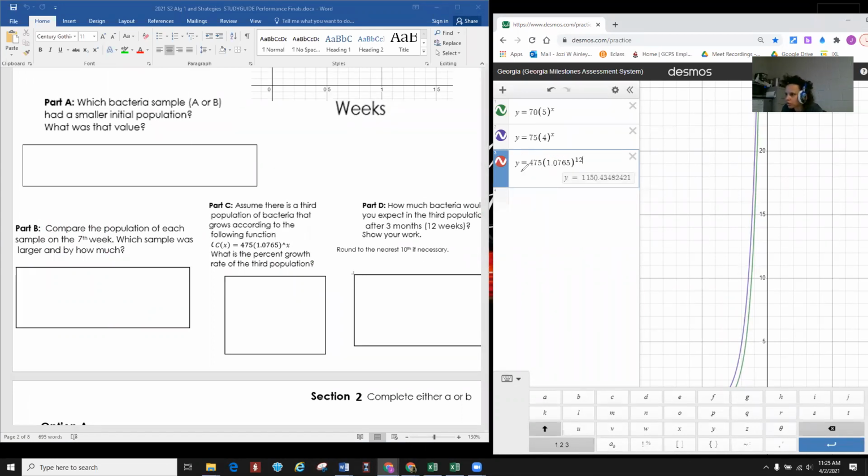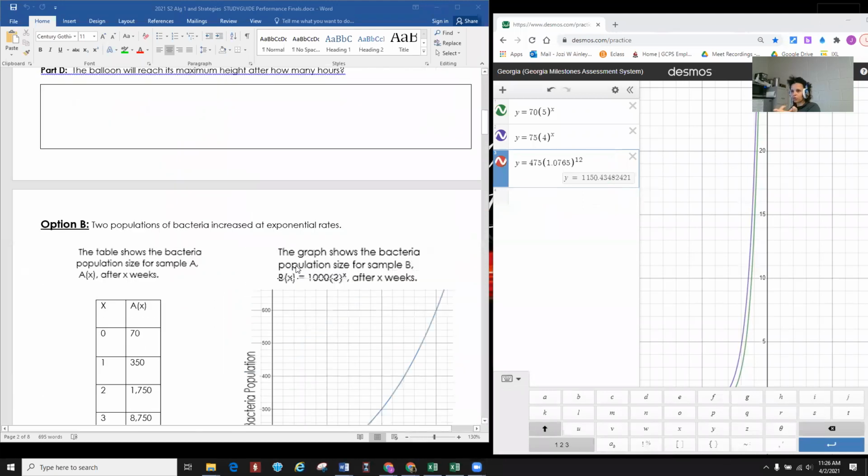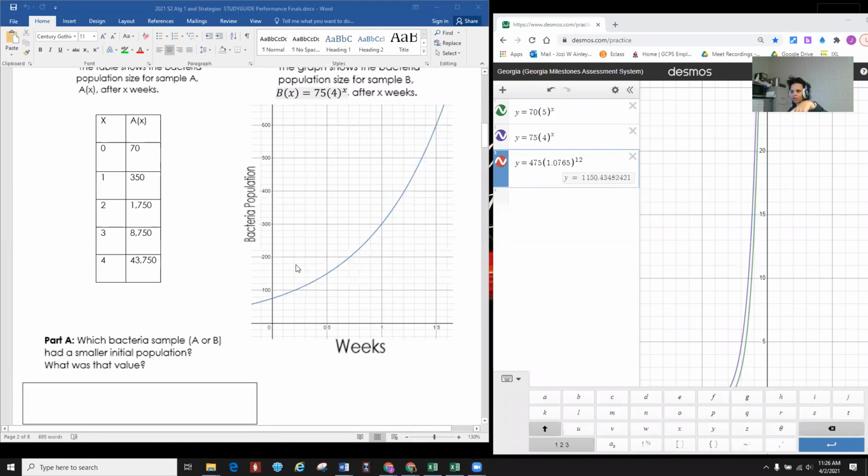So to show your work, you'd write this part in here, like what you put in the calculator. Write all of that in there, and then you'll say how much bacteria. Roughly, round to the nearest tenth. So you'd say final answer to the nearest tenth is 1150.4. Okay, all right. And that brings you to the end of the first section. So from that section, you're either doing the quadratic one, this one, or you're doing the exponential.